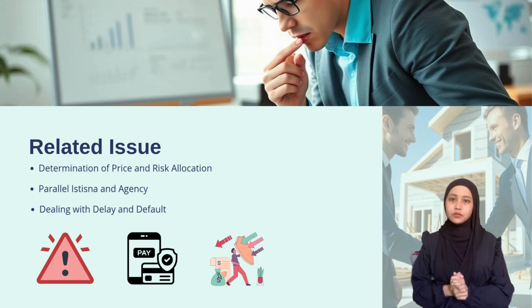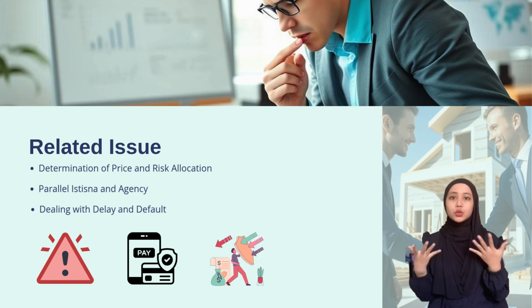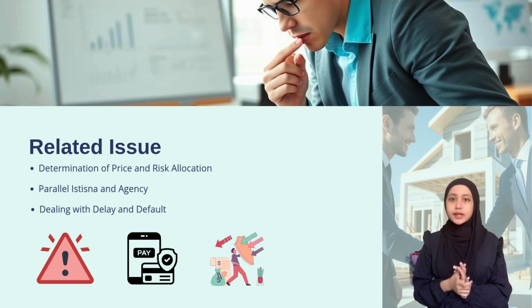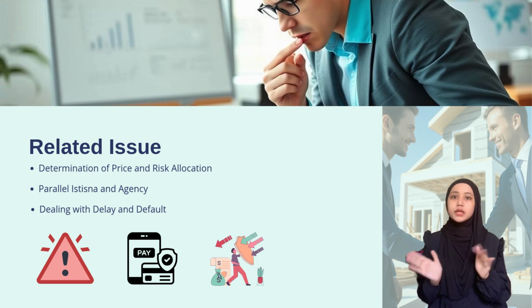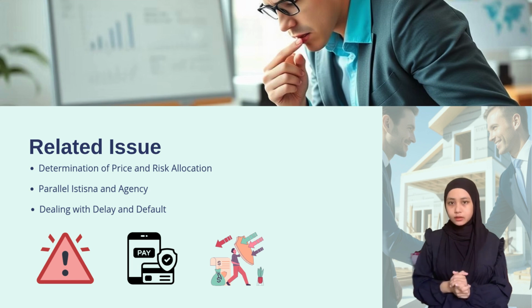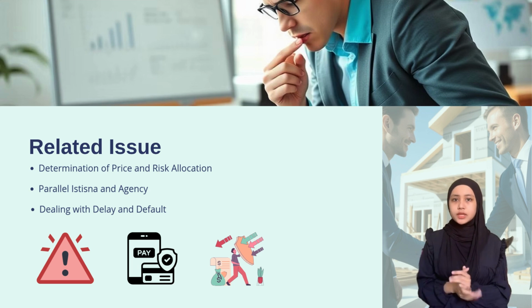Parallel Istisna involves the Islamic bank entering into an Istisna contract with the end customer and then entering into another Istisna contract with a manufacturer to produce an asset. A controversial practice involves the bank acting as an agent of the customer in the second Istisna, blurring the lines of responsibility and creating potential conflict of interest. This raises questions regarding the bank's true role and whether it is genuinely undertaking the risk associated with Istisna.